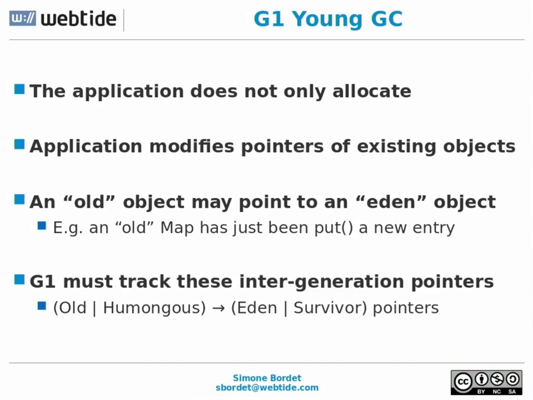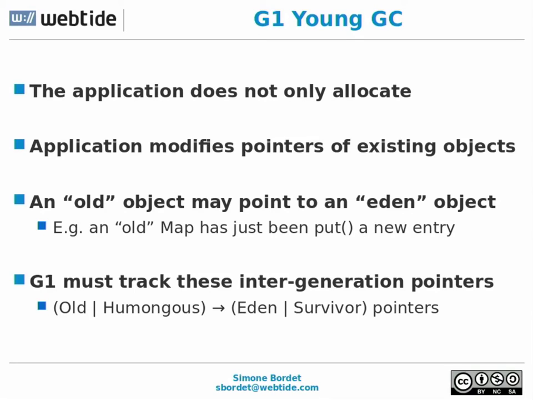Makes sense. However, applications do not only allocate new objects, and that's it. They typically also modify pointers of existing objects, right? So it may be possible that you have an object that lives in an old generation that points to an object that lives in a young generation, right? For example, imagine you start a Spring application. When Spring starts, it creates a map that contains all your beans, right? So that map is created at the very initial stages of your application, and it's very likely that that map, after a few cycles of garbage collection, goes into an old generation region, right? Because it stays there forever, for all the life of your application.